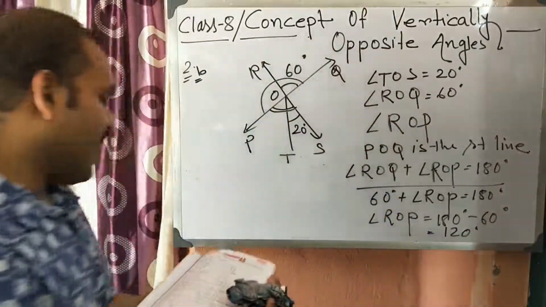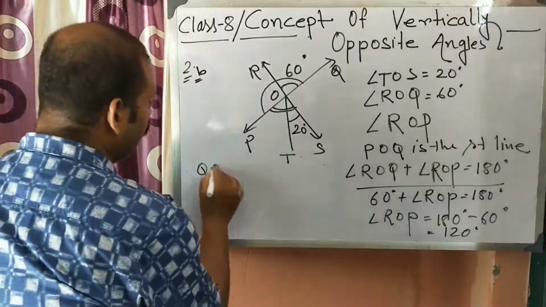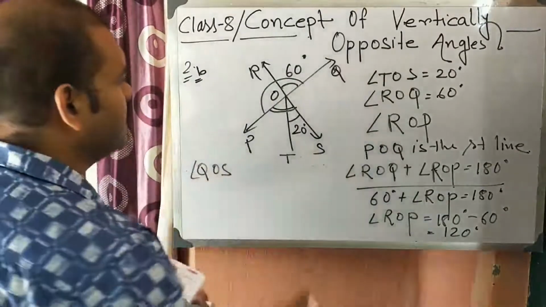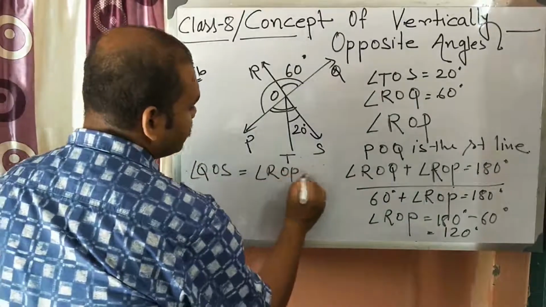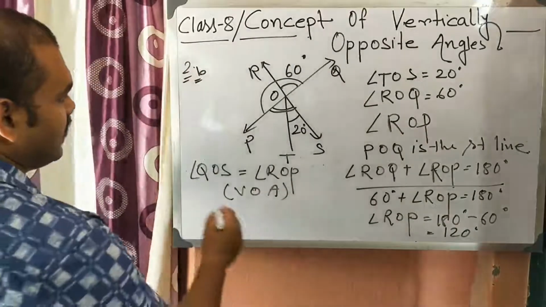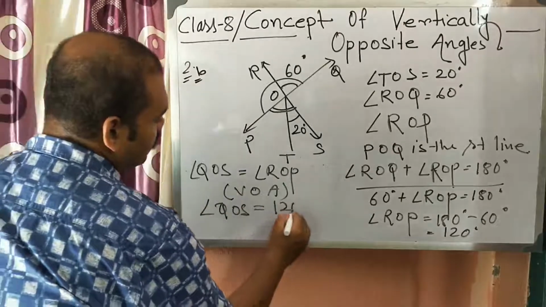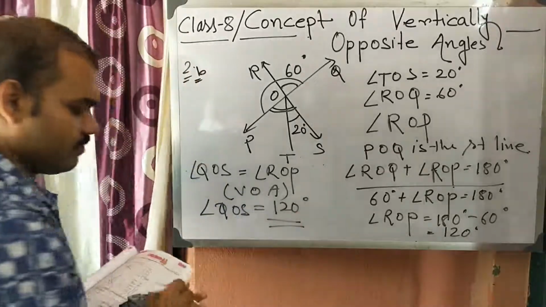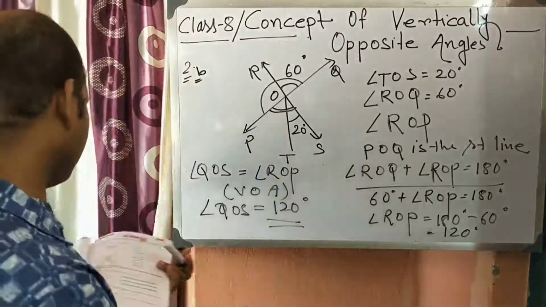Very easy. Another angle you need to find is QOS. How to find out angle QOS? Very easy. QOS is equal to angle ROP. Why? Because they are vertically opposite angles. So angle QOS is equal to 120 degrees also. Okay. Simple. So let us go to the next sum.